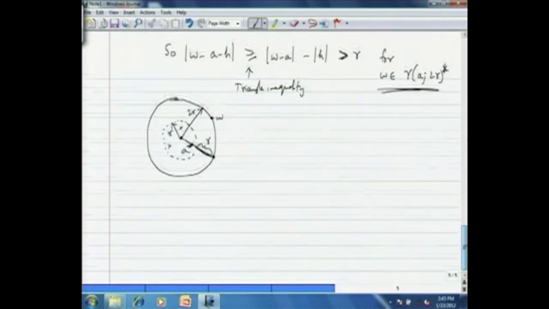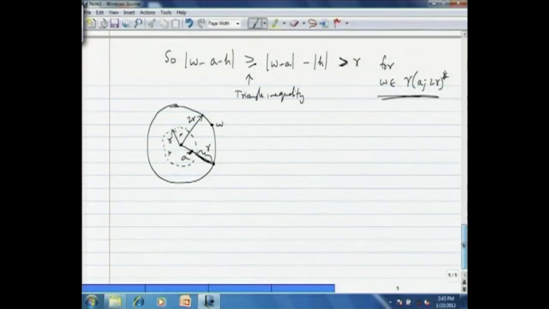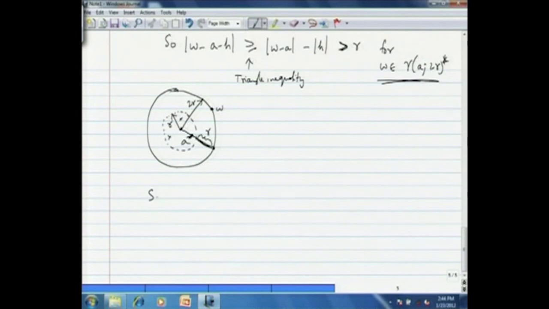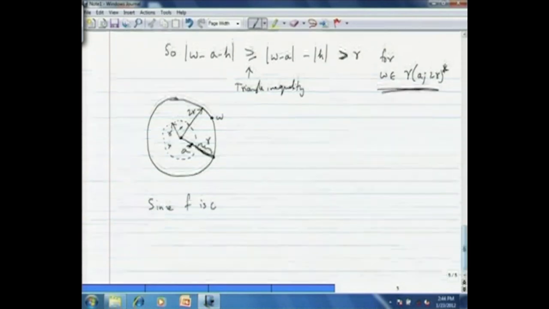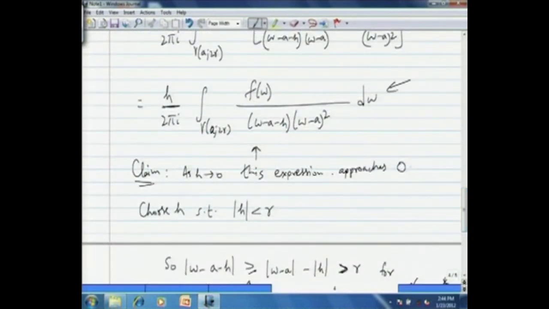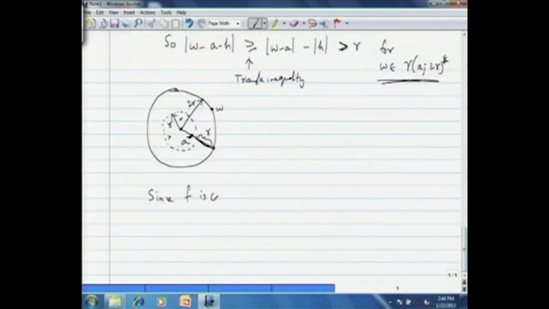We will actually use this to estimate the denominator. Now, we will also do something about the numerator. I am talking about the denominator and numerator in this expression, of course. In the numerator, since f is continuous on the trace of gamma a, 2r, which is a circle, so it has to be a compact set. We know that a continuous function on a compact set assumes a maximum value. So actually the modulus of f assumes a maximum value.